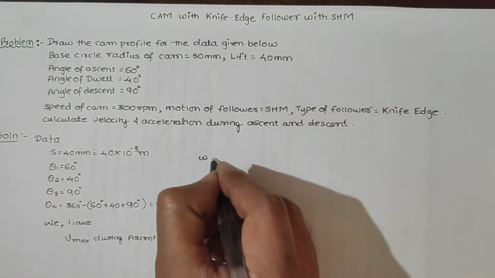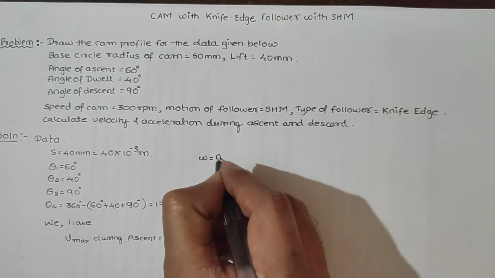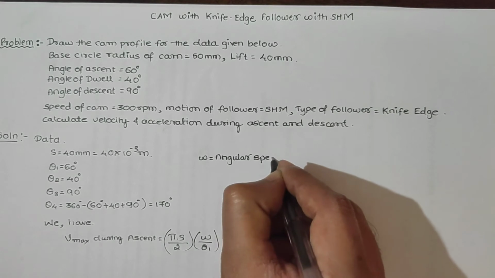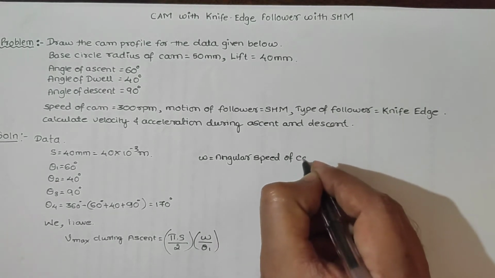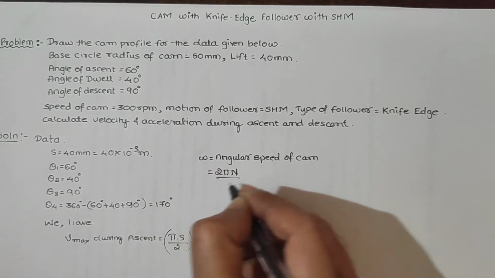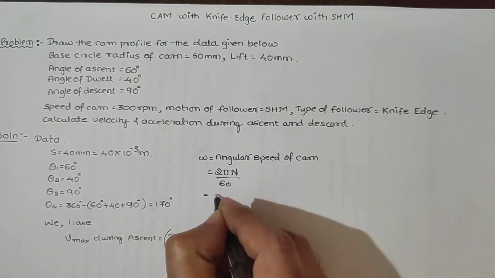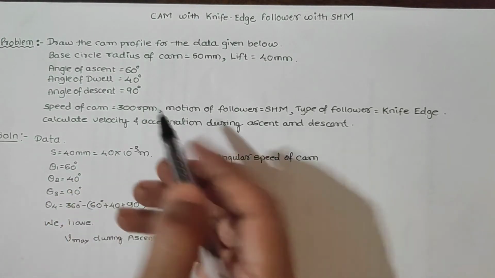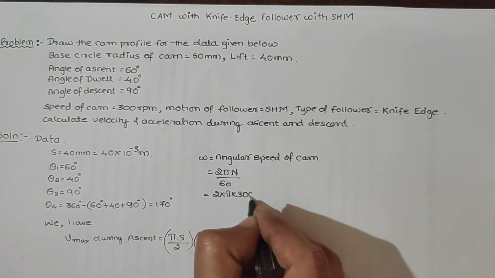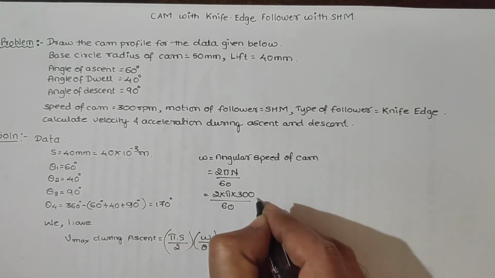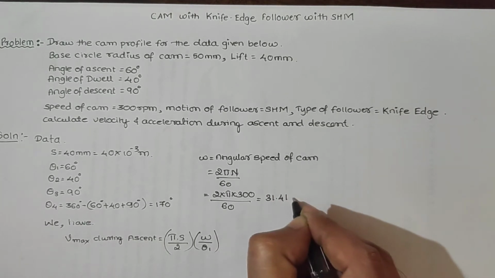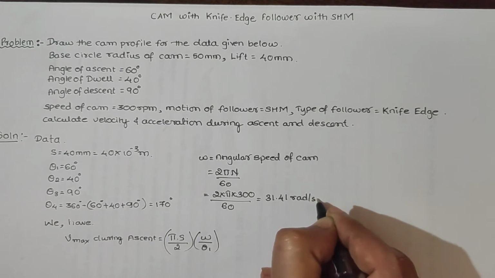So how to find out omega? What is omega? Omega is the angular speed of the cam. So how to get it? 2 pi N divided by 60. What is the value of N? N value he has already given, that is 300 rpm. 2 pi into 300 divided by 60. So we will be getting a value of 31.41. The unit for this one is radians per second.